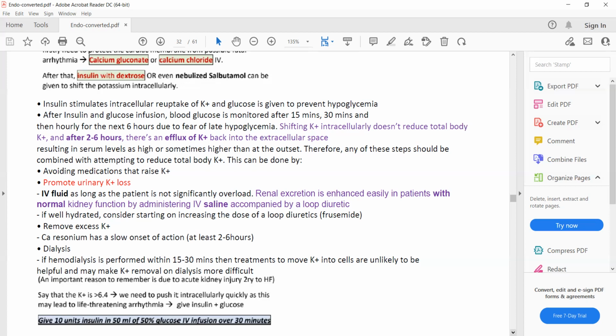Can you repeat that? How is the potassium brought back into the extracellular space? I mean, the process.